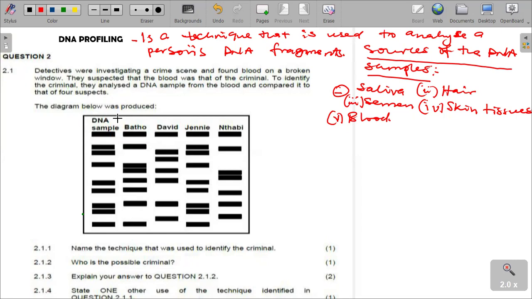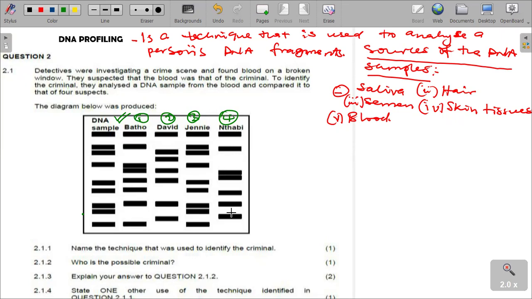This is the sample, which is written DNA sample. It represents the DNA fragments found on the crime scene. And the 4 people given there, we have 1, 2, 3, and then 4. All of these people, their DNA is being used as suspect DNA. It has been analyzed and then compared to that which was found on the crime scene.